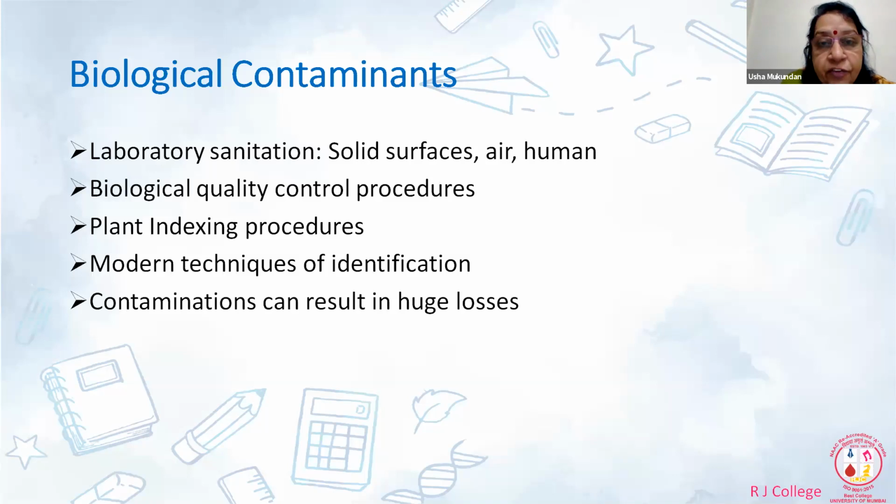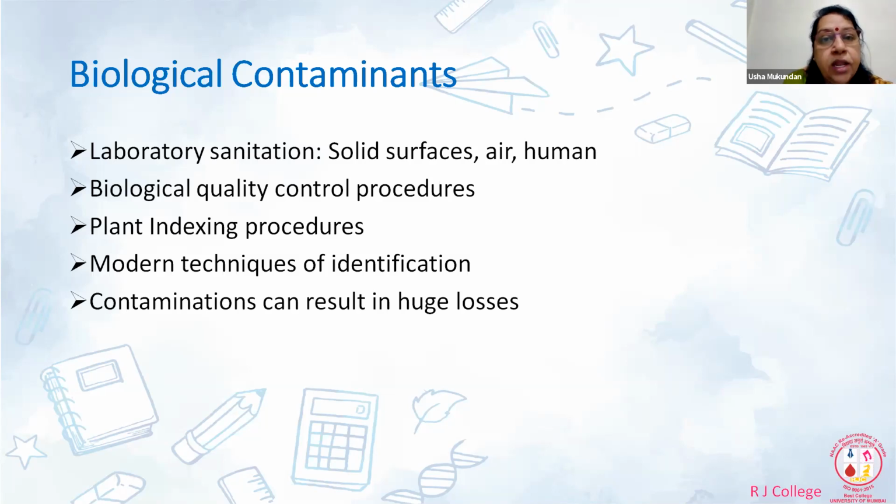You have the solid surfaces. Solid surfaces means the area where you are keeping your glassware, or the laminar airflow bench. Then you have areas, floor. Then you have the ceiling, the walls. So these are the solid surfaces. Is that clear? Then you have the air, the laboratory air which is there. Then very important, the human traffic. So normally in any culture room, you don't have many people working.